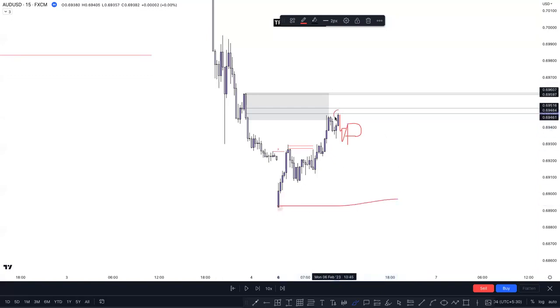Because price already tapped your PY zone. If price has not tapped your PY zone, in that case, you can also trade based on a single candle liquidity sweep and a single candle order block also.